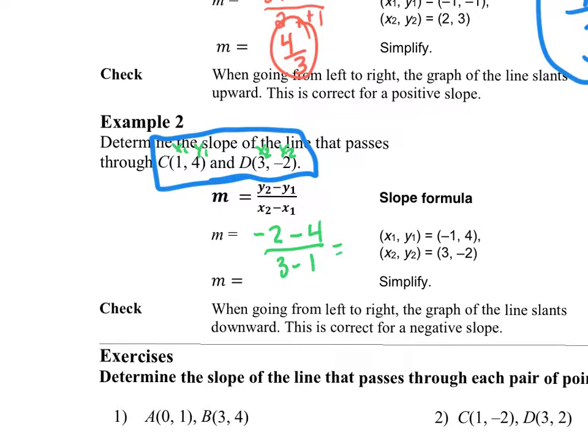Okay, so -2 minus 4 is -6. 3 minus 1 is 2. -6 divided by 2 is going to be -3. Okay, hold on. So let's go through this again. Remember, this is our y2 minus our y1, over x2 minus x1, and equals -3.